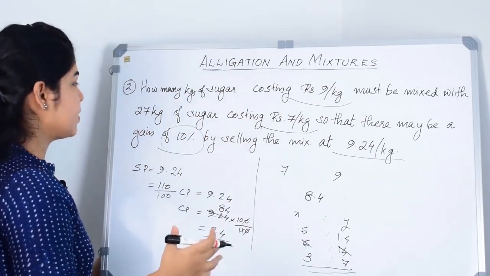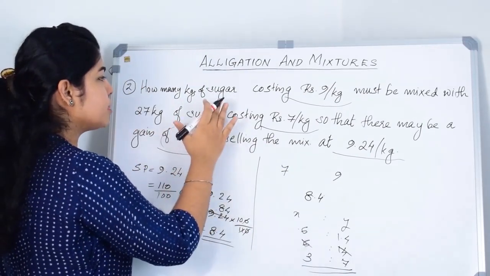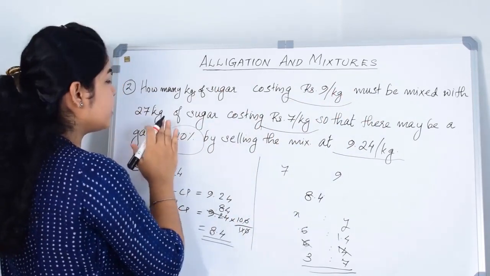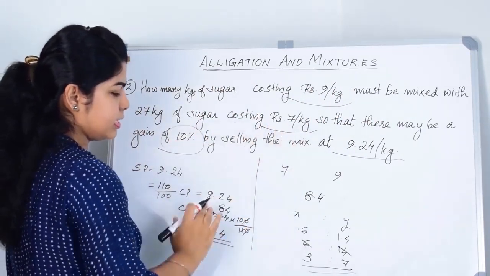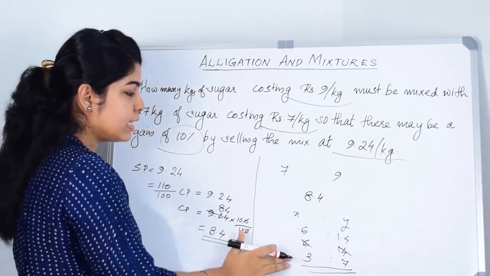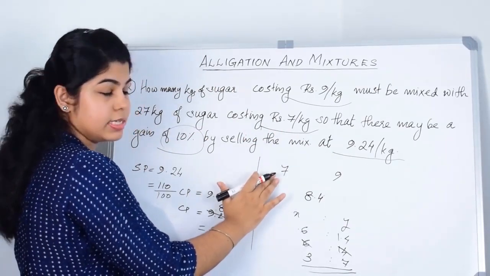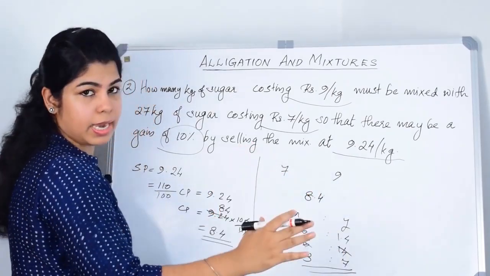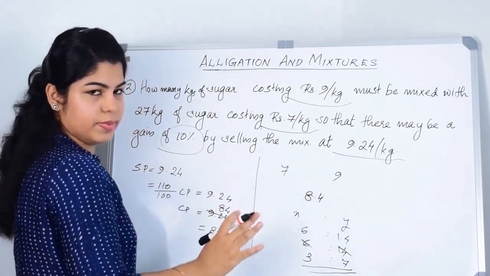Now what is our question? Our question is how many kilograms of sugar costing 9 per kg must be mixed with 27 kilograms of sugar costing 7 per kg. That is, here we got one ratio. If we are taking 3 kilograms of sugar costing 7 per kg, we need to take 7 kilograms of sugar costing 9 per kg to make this mixture.